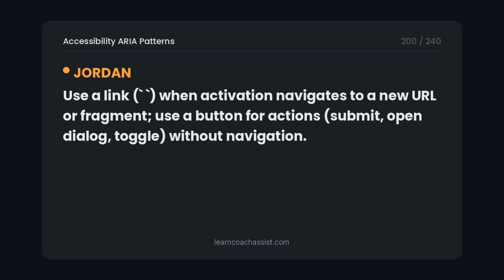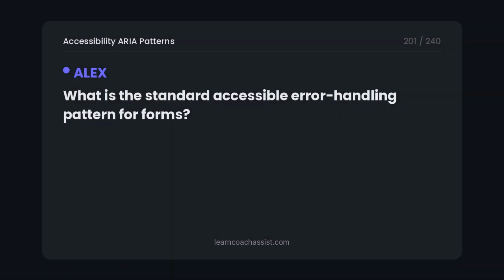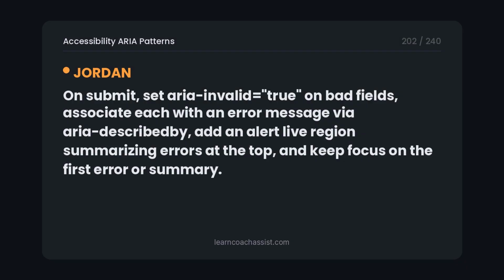Use a button for actions: submit, open dialog, toggle, without navigation. What is the standard accessible error handling pattern for forms? On submit, set aria-invalid equals true on bad fields, associate each with an error message via aria-describedby, add an alert live region summarizing errors at the top, and keep focus on the first error or summary.